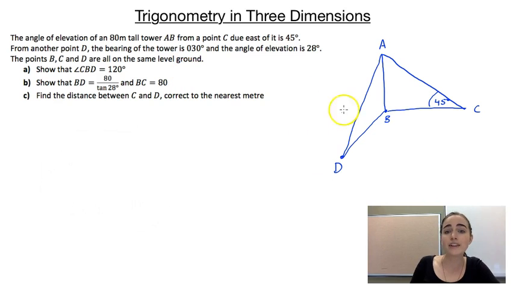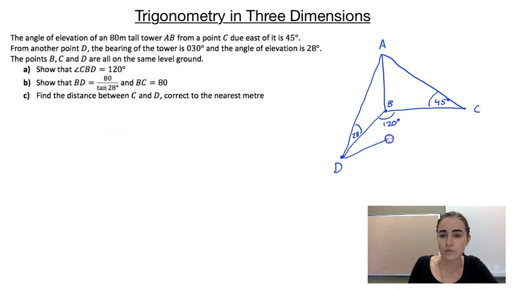Now we know that the angle of elevation to the top of the tower from D is 28 degrees. So that's going to be 28 degrees in there. We also just found out that this angle in here, from C to B to D, was 120 degrees. So we found that out in part A.